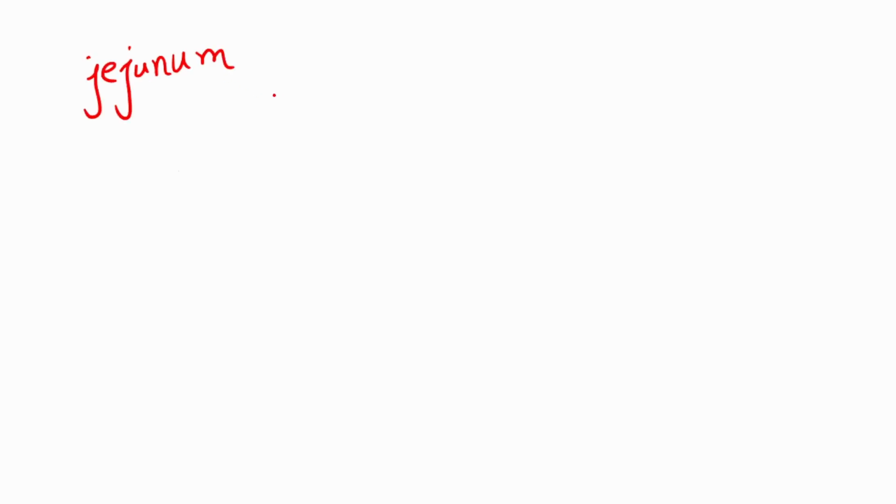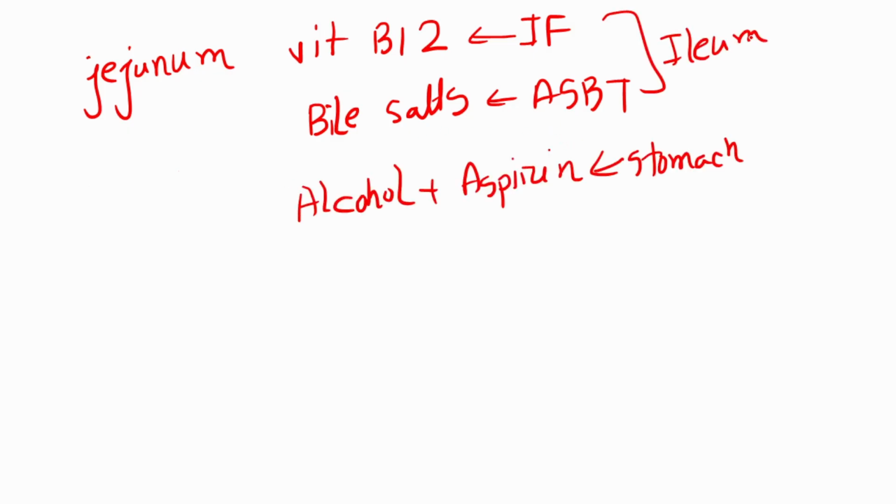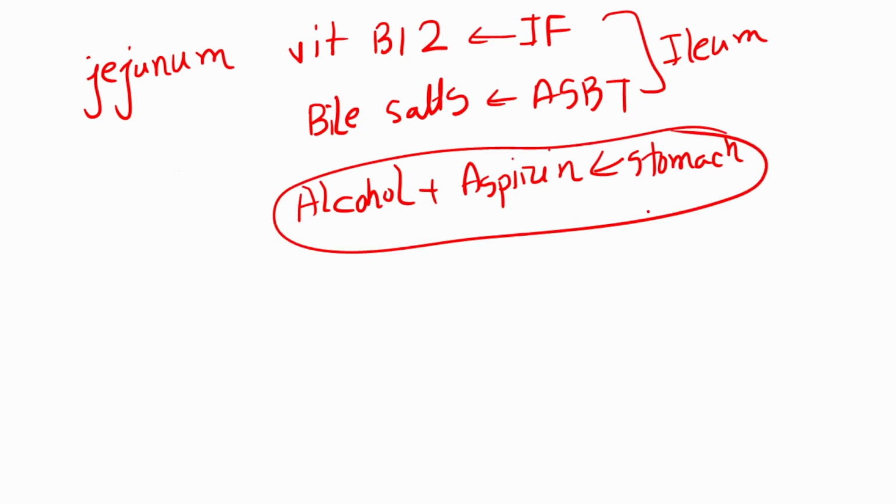The jejunum is the default absorptive organ. Everything that can be absorbed by a generic transporter gets absorbed in the jejunum. The only exceptions are molecules that require something special. That is, vitamin B12 requires the intrinsic factor, which is only in the terminal ileum. Bile salts require the ASBT transporter, which is only in the terminal ileum. Alcohol and aspirin are the only things absorbed in the stomach because of their unique lipid solubility in an acid environment. Water is absorbed everywhere, but the colon is where the final conversion from liquid to solid happens.